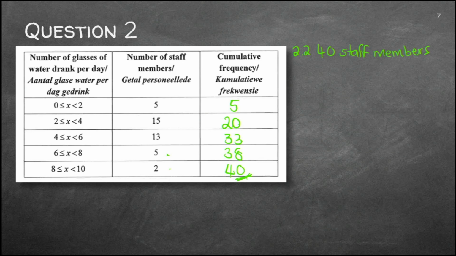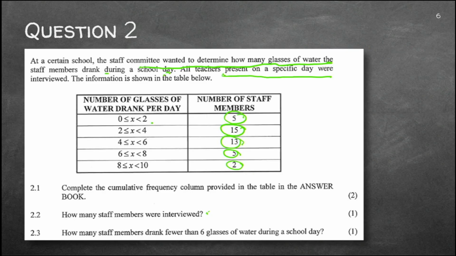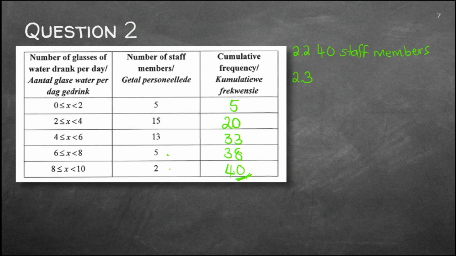Right, let's go on. For 2.3, go back. How many staff members drank fewer than 6 glasses of water? So if I look at the column, fewer than 6. So it means this group drank less than 6, this group, and this group. So we just need to add it up. So it would be 13 plus 5 plus 15. And we'll get 33 staff members.